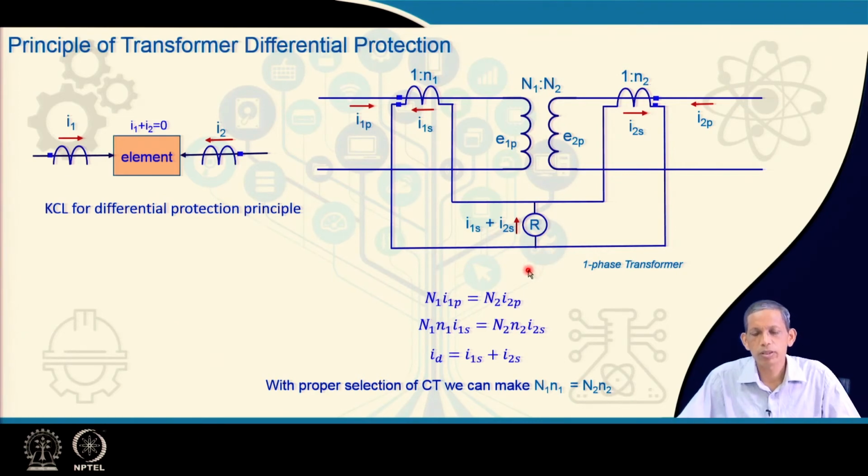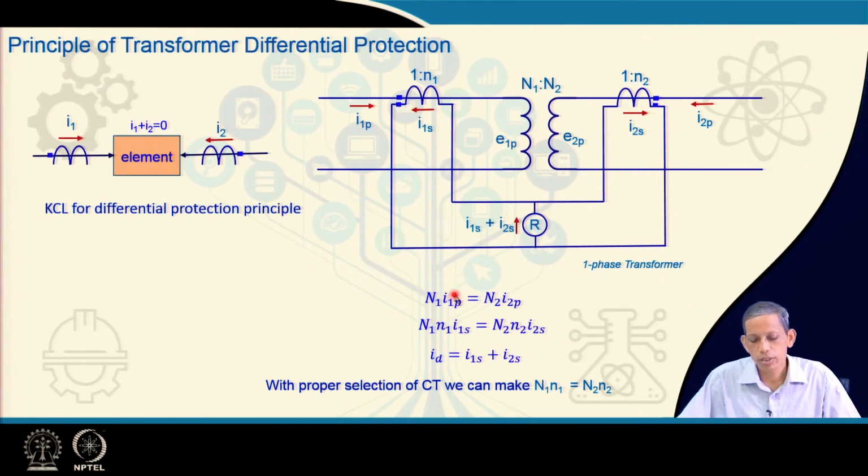So, in this case the important factor is how to select the corresponding CT ratios 1:n1 and 1:n2. So that the differential current is indicative of the internal fault, not of any external fault. That is the sole purpose of the differential protection for the transformer here. So, we know that for normal condition capital N1 into I 1p equals N2 into I 2p, the ampere turn balancing.